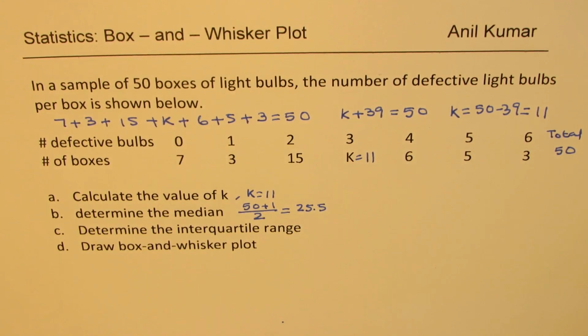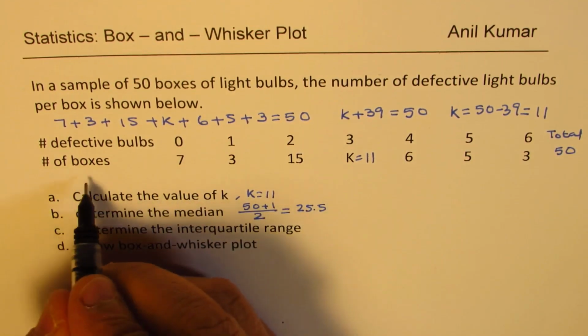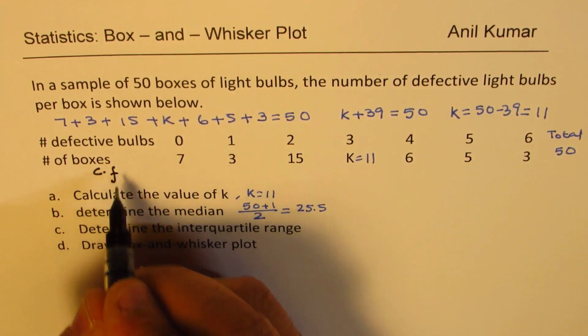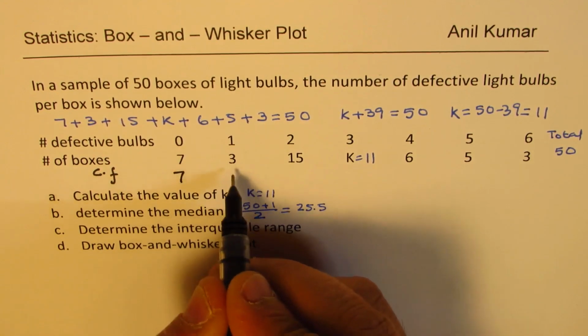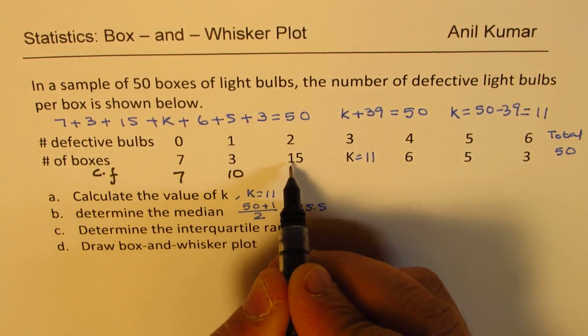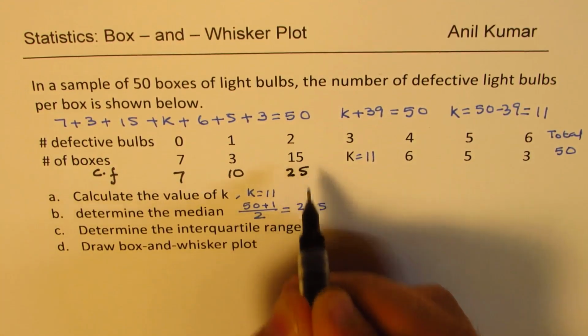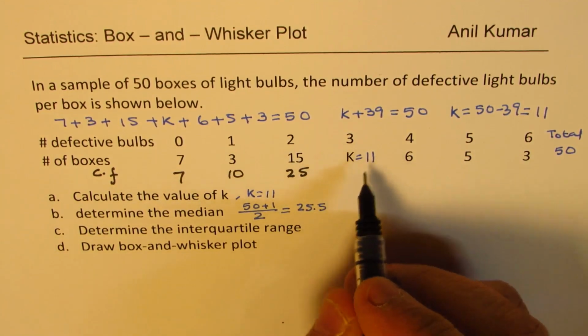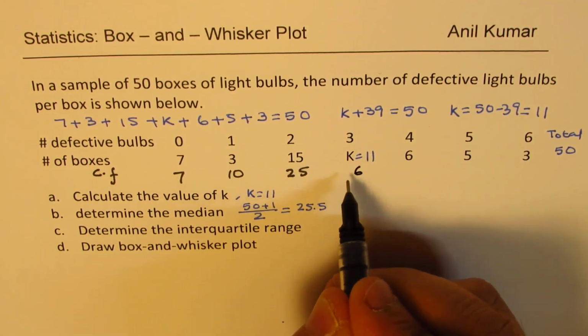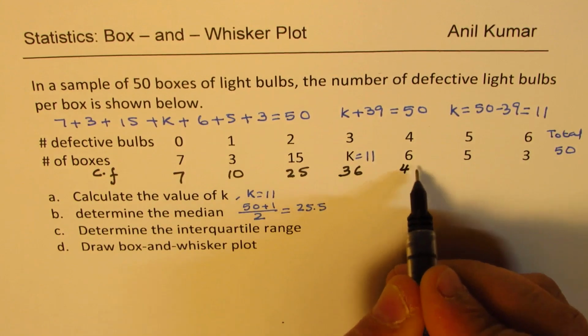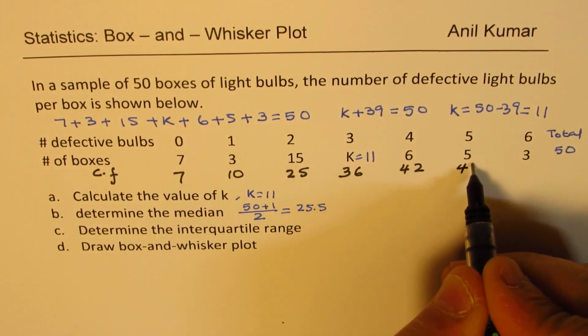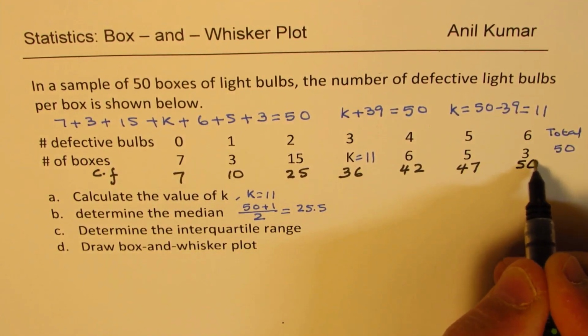So it is better to actually make a cumulative frequency from here. So let's add, that will help us, right? So we have 7 plus 3 is 10, 10 plus 15 is 25, and when you add 25 to 11, you get 36. This gives you 42, that gives you 47, and this is 50, correct?